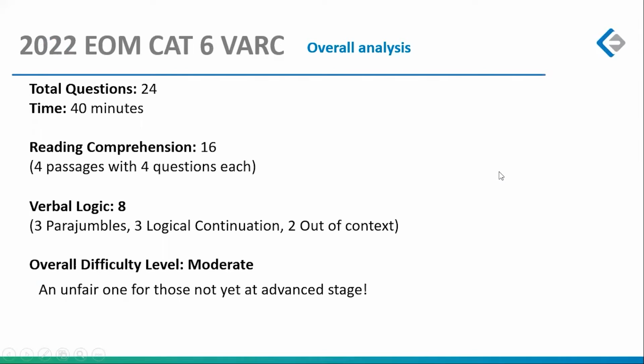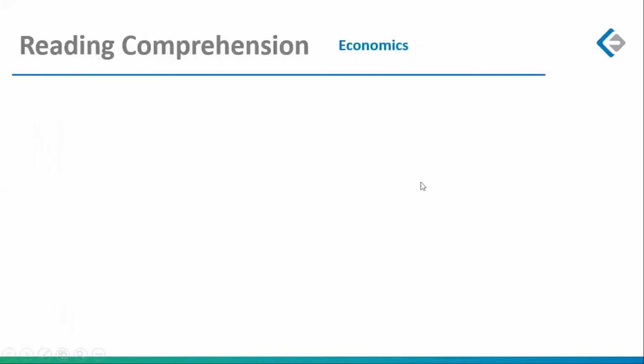Overall difficulty level, I'll call it moderate. I wanted to call it easy to moderate because you will realize towards the end of the analysis that the target, the expectations were pretty high compared to a moderate paper. But then there is some math here. I'll tell you the math when I reach the end. So let's get started with the question specific analysis.